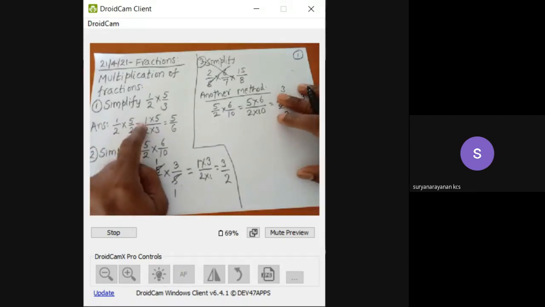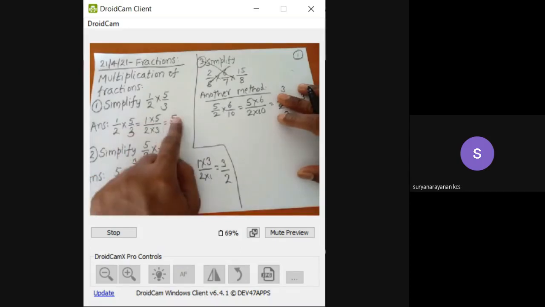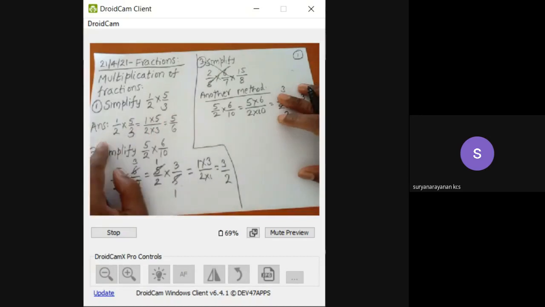Now let us simplify these two numbers. In the numerator, 1 into 5, what will you get? 5, divided by 2 3s are 6. So this is the product of these two fractions. Okay, my dear Krish.